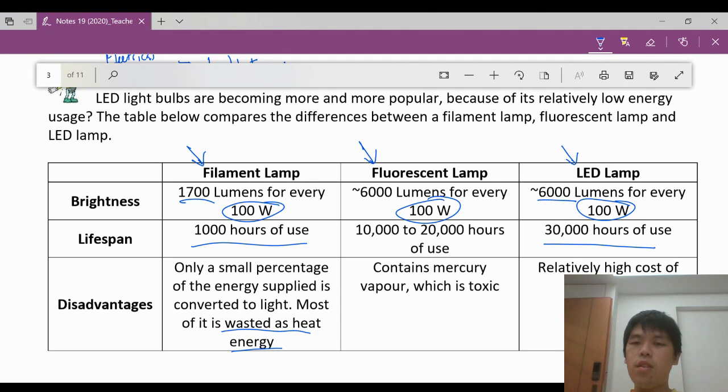Now, how about fluorescent? Fluorescent is able to give the same brightness as about 6,000 as compared to LED or so. However, the usage hours are fewer, and at the same time, it contains mercury vapor, which means that it may be toxic if it is broken or not disposed of correctly. So these are the different lamps that we can use if we are trying to convert electrical energy to light energy. Otherwise, we will end off here for the heating element. All right, thank you.